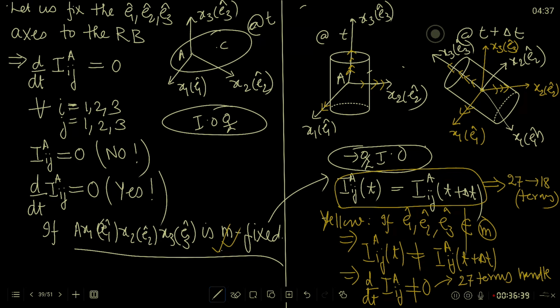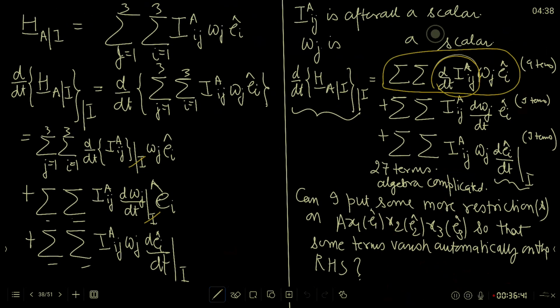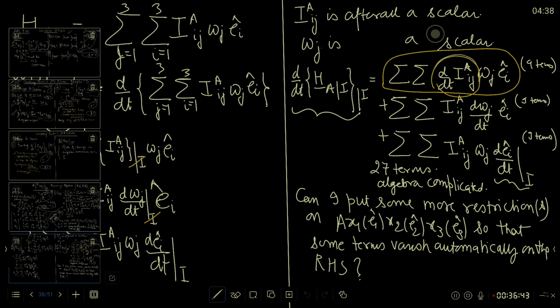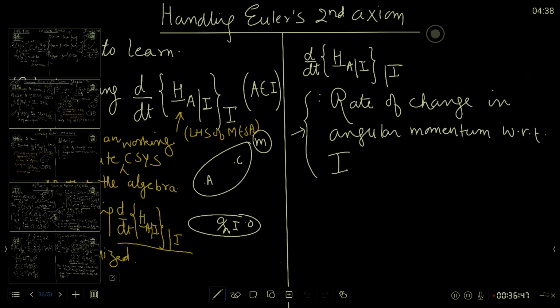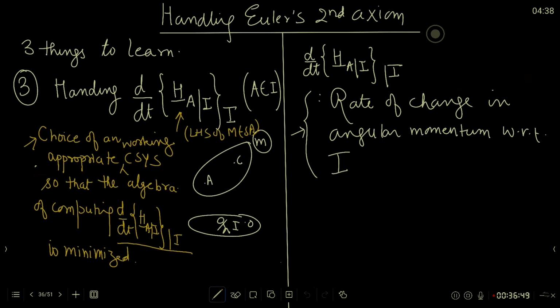Okay. So coming back, handling Euler's second axiom, third thing we have learned. Now we know. Lesson is: fix the working coordinate system entirely to the body, its origin as well as the axes.